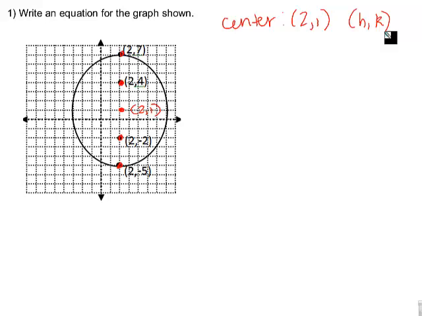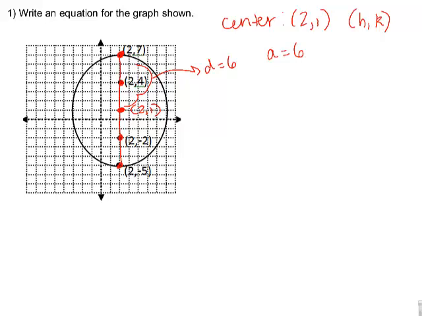We can find a because it's the distance from the center to the edge of the ellipse on the major axis. This would be our major axis because it includes our 2 foci points here. So what would be the distance from the center to the edge of the ellipse? 6. Yeah, 6. So that distance right there is 6, so a equals 6. Now we need to find b.